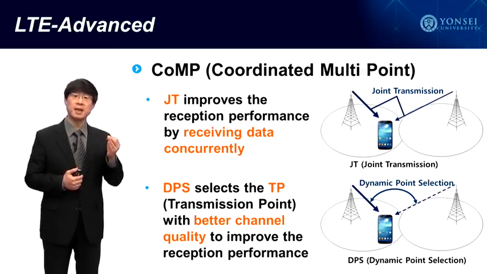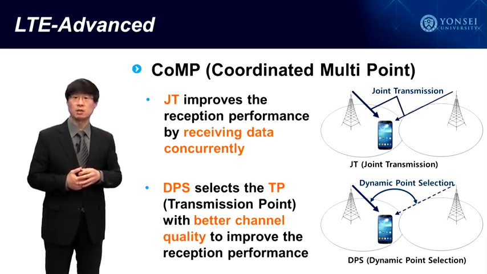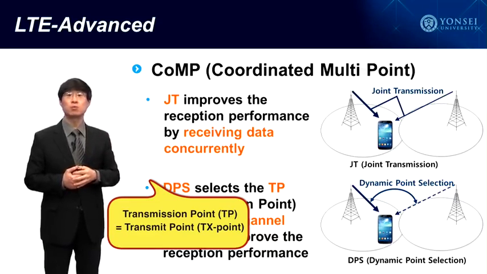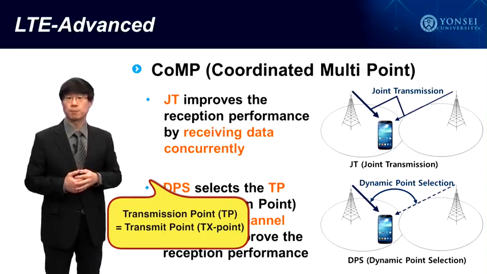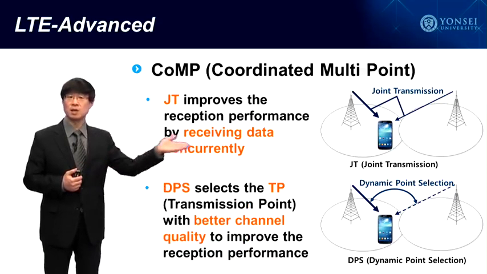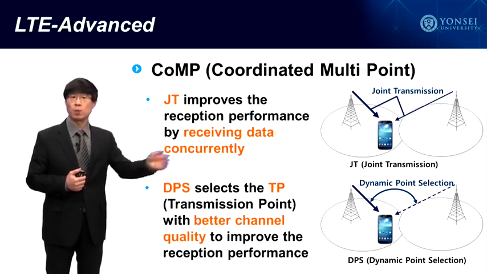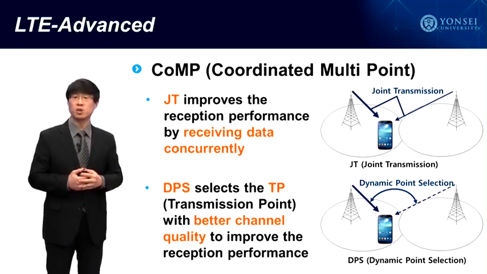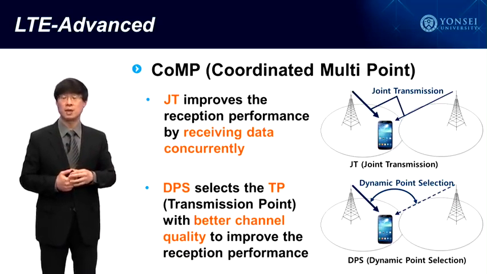Then comes DPS. Now, DPS is dynamic point selection technology, and it selects the TP, the transmission point, with better channel quality to improve the reception performance. And that's what is done over there in the figure below, where dynamic point selection is selecting among the signals from the base station to make sure that the performance is optimized.